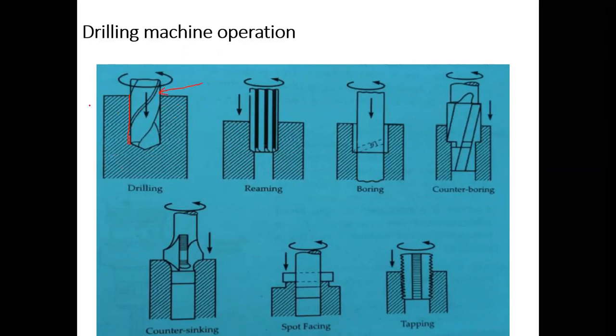This workpiece is mounted on the work table of the machine, and using this drill bit, the cutting tool, you make a hole. Making a hole in a workpiece is called drilling. Making internal holes, and holes are internal only, right? Making a hole in a workpiece is called drilling. Whatever we have seen for the last one and a half classes is nothing but drilling.